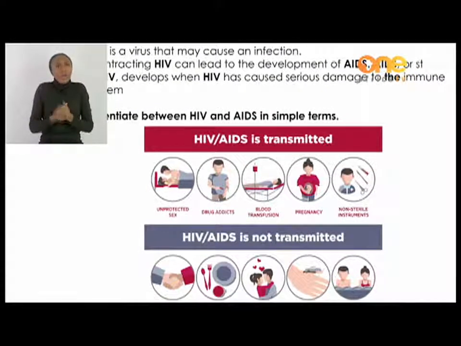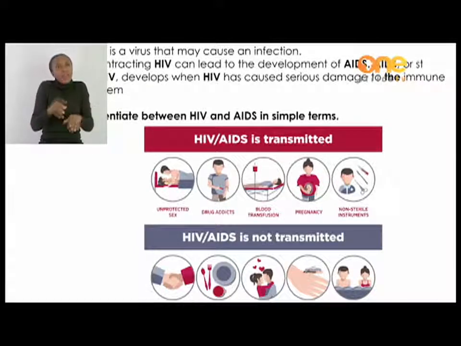Therefore, you can only get HIV from having unprotected sex. You can also get HIV through drugs, especially drug addicts when they share injections. HIV is also transmitted through blood transfusion. For example, when you are in an accident and you lose a lot of blood, that's when you go to the hospital and get new blood from somebody else. There you can get HIV.